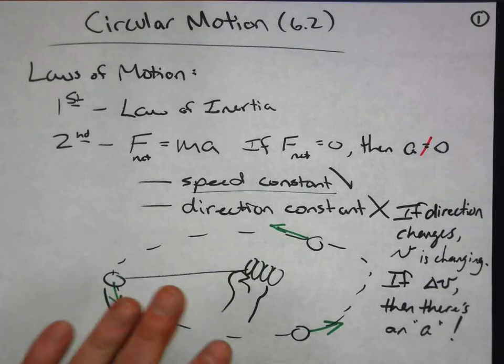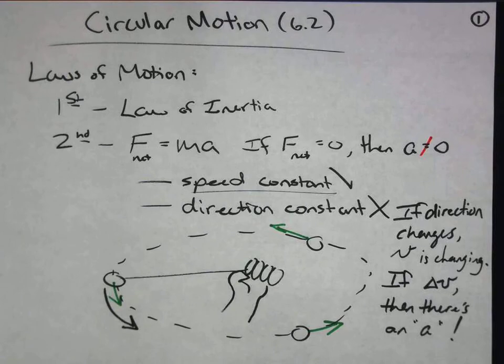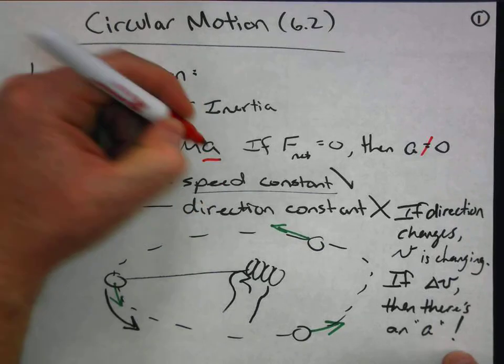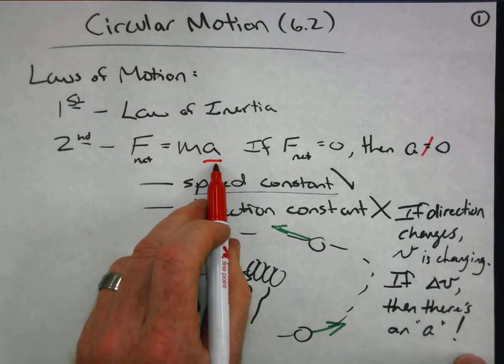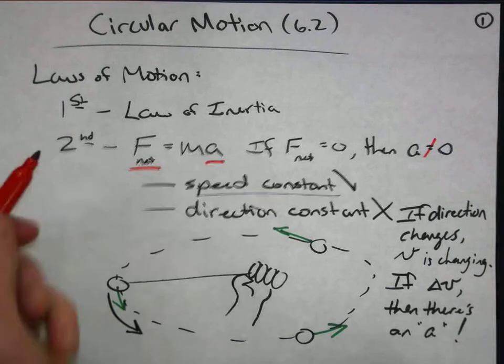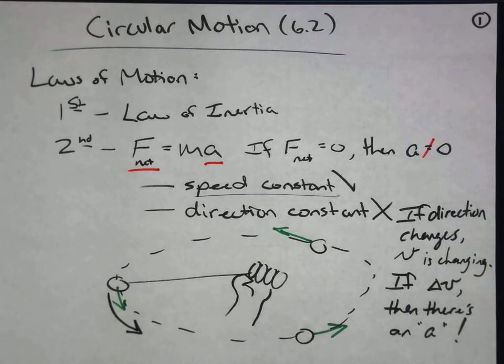Now, the final tie-in. And this goes back to Newton's second law. If there is an acceleration, if the object is accelerating, then there must be a net force acting on that object. That force must be there to produce that acceleration. So that's really the gist of what we're going to be getting into here, the nuts and bolts.